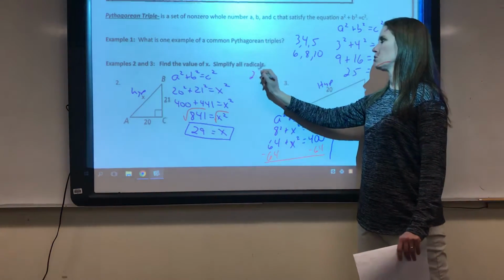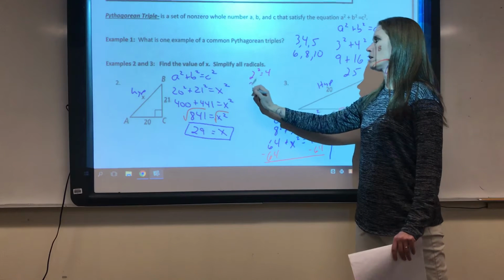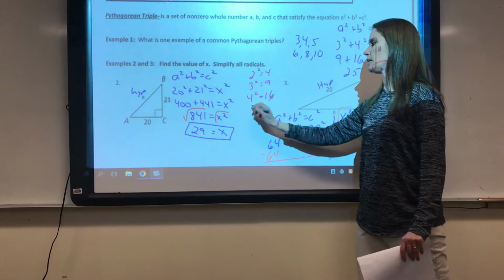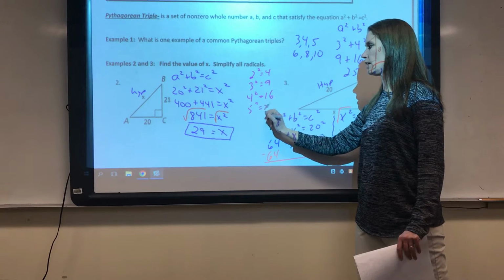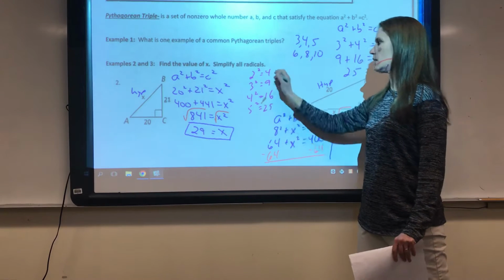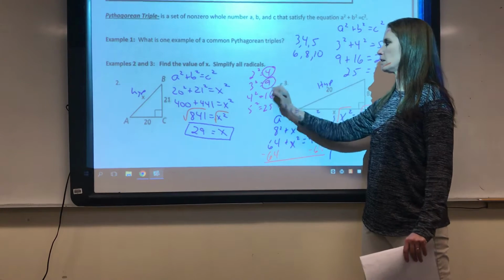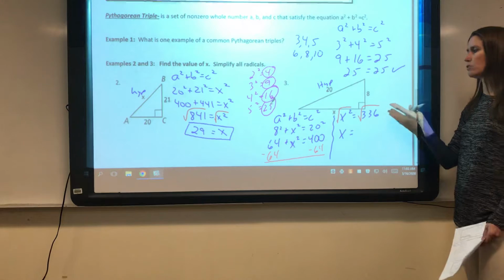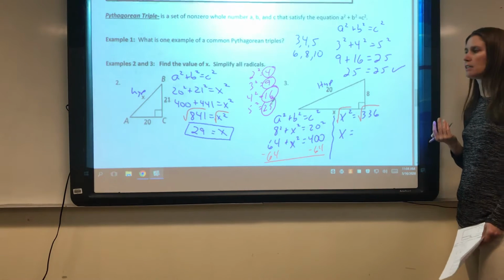So 2 squared is equal to 4, 3 squared is equal to 9, 4 squared is equal to 16, 5 squared is equal to 25. You could keep going forever. But these are what we call the perfect squares. So I'm trying to think of which one of these perfect squares goes evenly into 336.